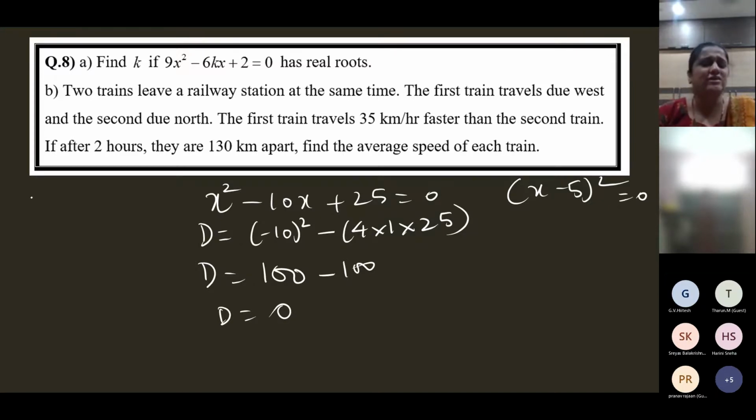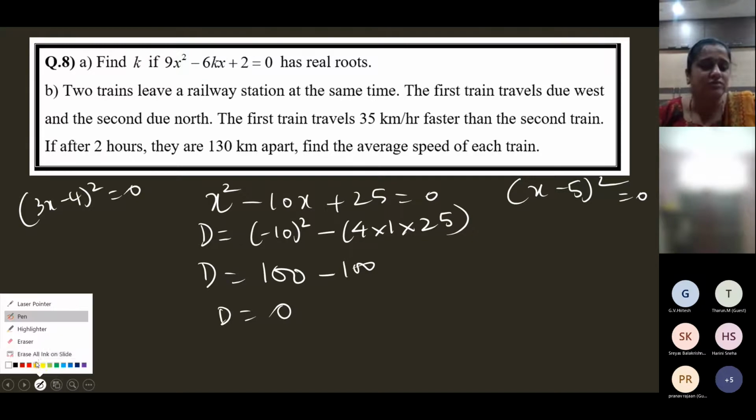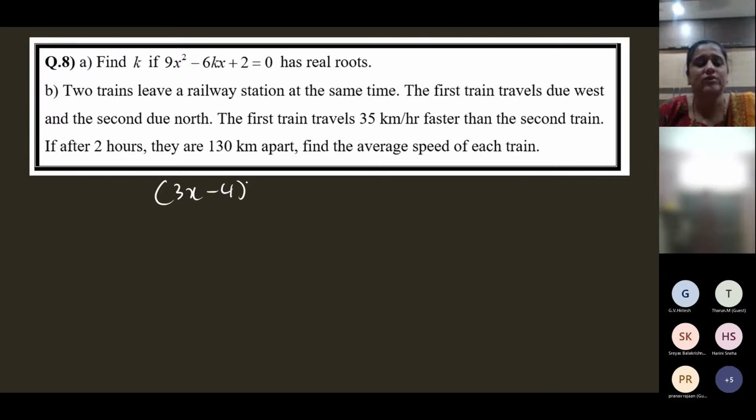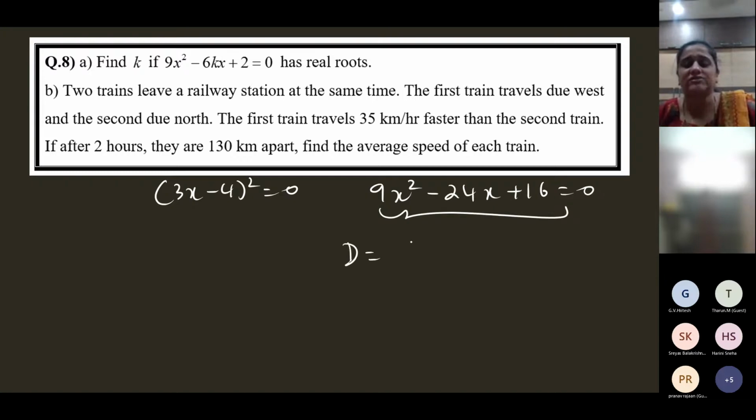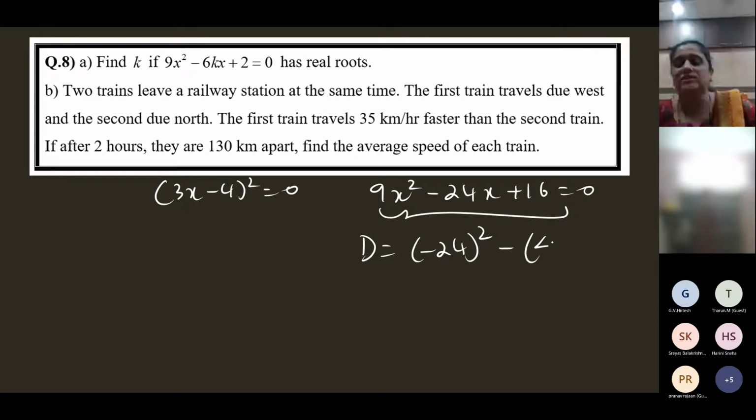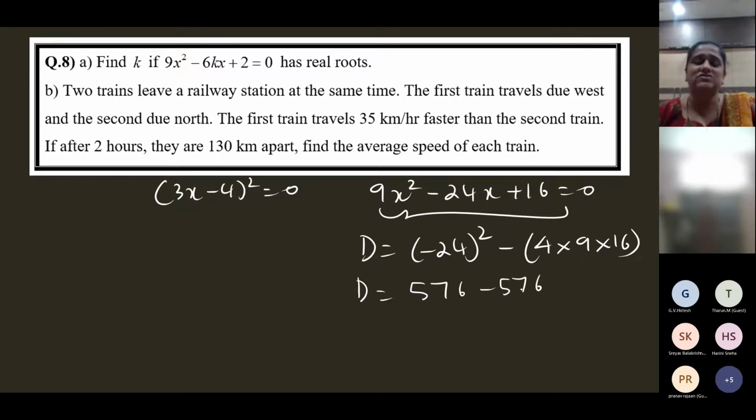Any perfect square you take, just write anything of your choice. You can write fractions also. Write 3x minus 4 the whole square is equal to 0 and expand it. What do you get? 9x square minus 24x plus 16 is equal to 0. Let's find D for this. D is equal to b square minus 4ac, that is 24 square minus 4 into a into c, so D is equal to 576 minus 576. I think you will get the same thing here. Please check that. D is equal to 0.